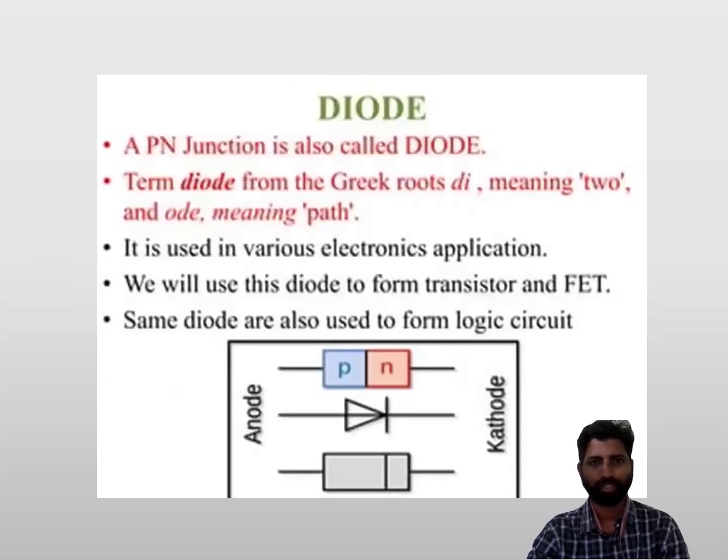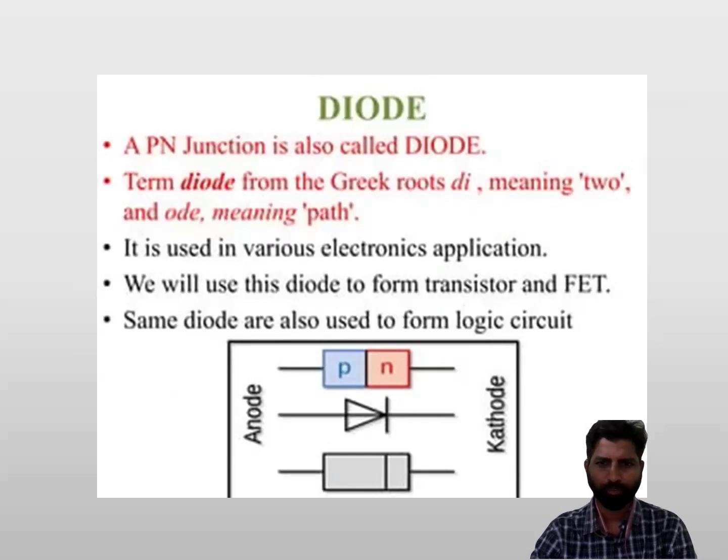So in general, the PN junction is also called a diode. The term diode comes from the Greek, where "di" means two and "ode" means path. So it has two terminals, and they use it in various electronic applications. They use this diode to form transistors and more. So nowadays, whatever IC chips we are using in electronic devices, in computers, mobile phones, and different types of motherboards, all are integrated circuits.